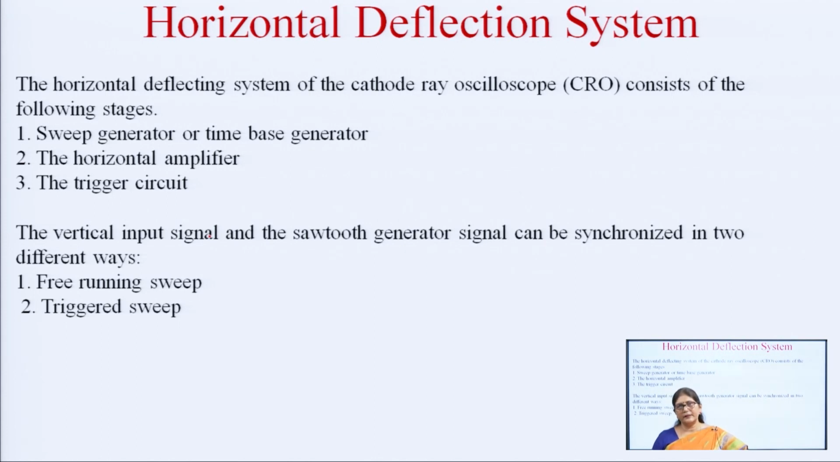Now, the horizontal section. Horizontal deflection system consists of sweep generator or time base generator, the horizontal amplifier, and the trigger circuit. Trigger circuit may be of triggered sweep from the unknown input signal, or it is a free running sweep circuit.